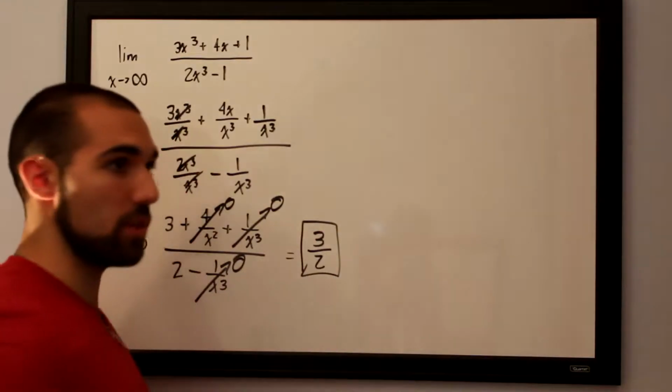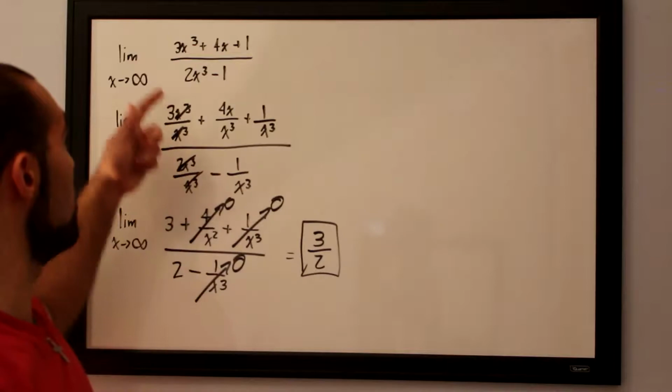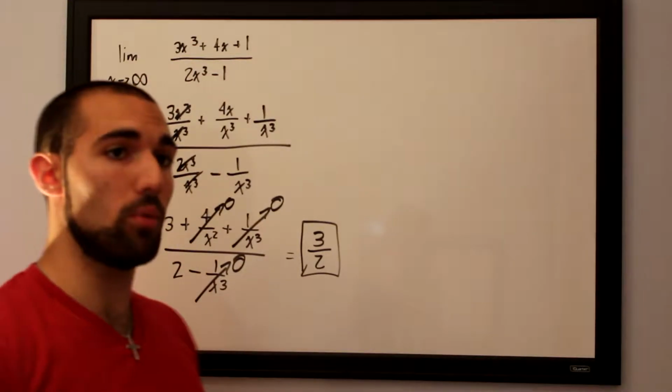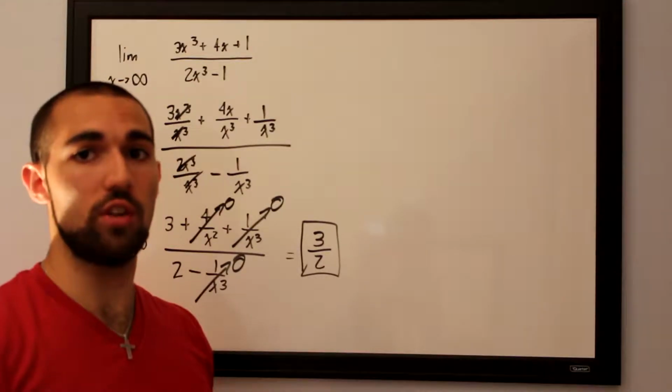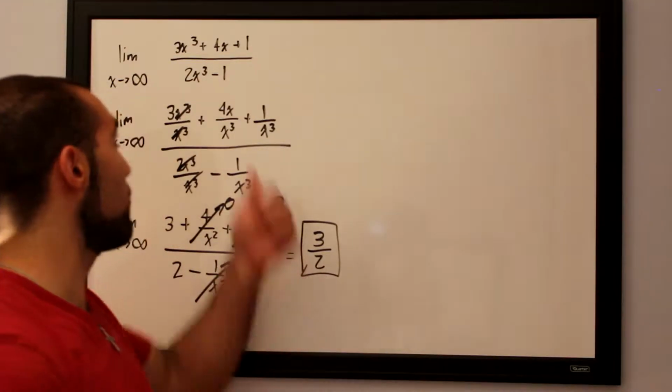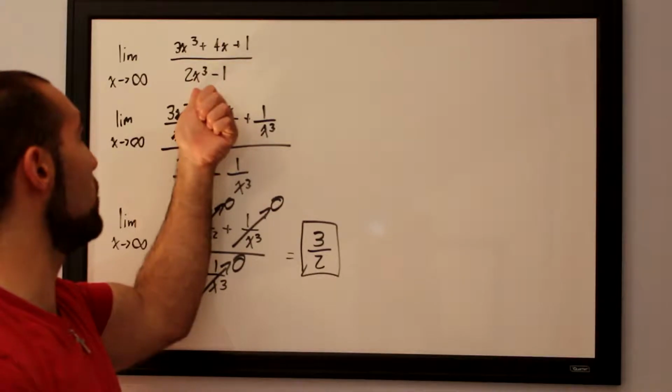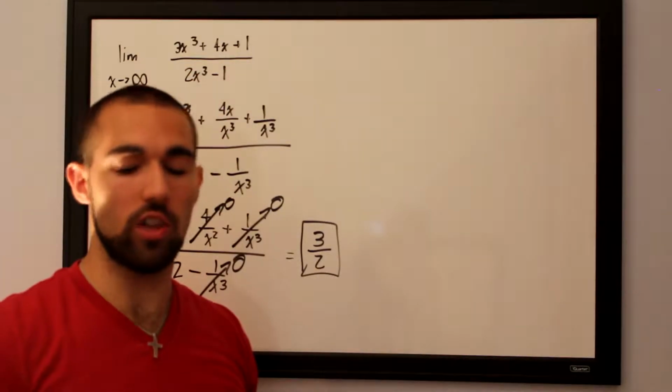And we can tell that simply by looking at the problem, because both of them are to the same power of x. They are both x to the power of 3. So all we need to do is look at the leading coefficient of each of the higher powers. So 3x to the third and 2x to the third, 3 divided by 2 is going to be our limit.